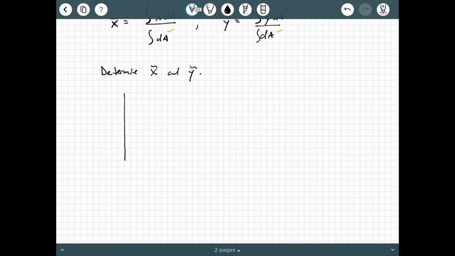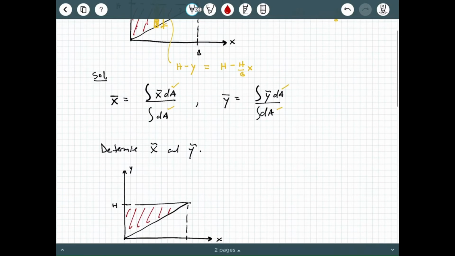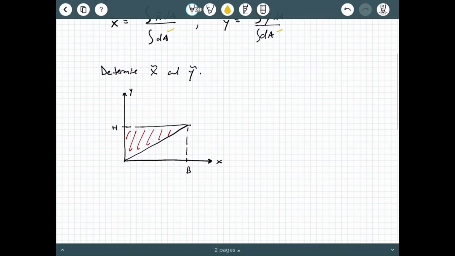All right, so I'm going to redraw this. Again, I've said it before: take time, redraw these things so you understand what you're doing. So here's b, here's h, and here's that shaded area that I'm interested in. All right, let's look at a slice right here.